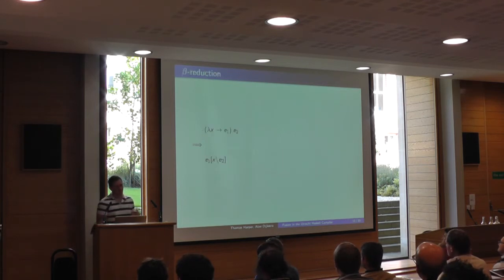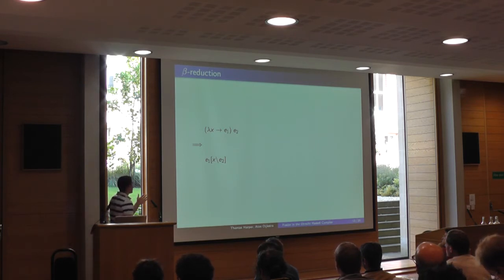So what does inlining do? Inlining gives us opportunities for beta reduction. And what is beta reduction? Well, now that I have a lambda instead of f there, I can now just apply and substitute appropriately. So that's pretty simple.